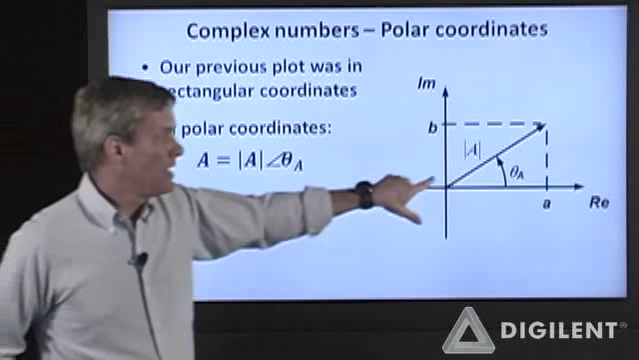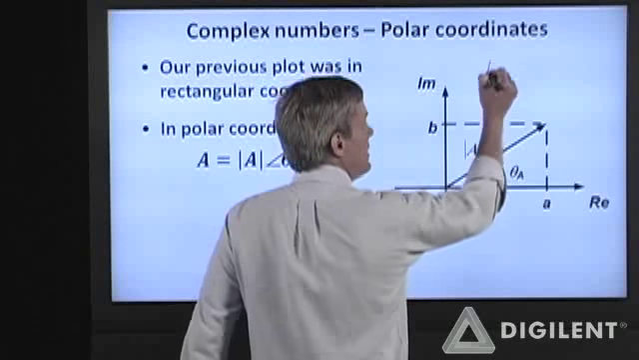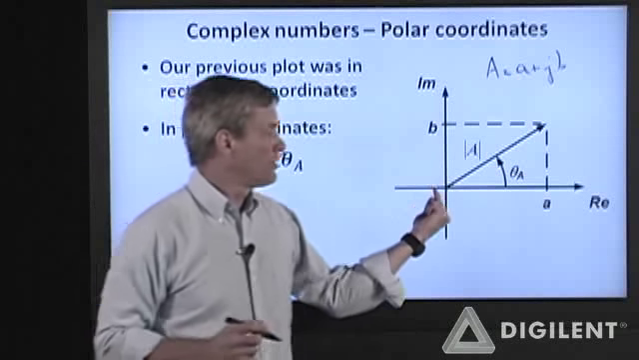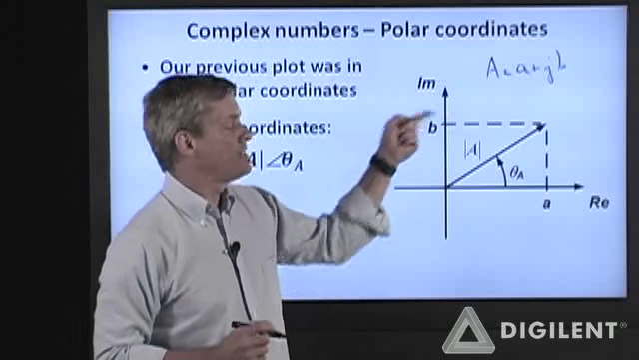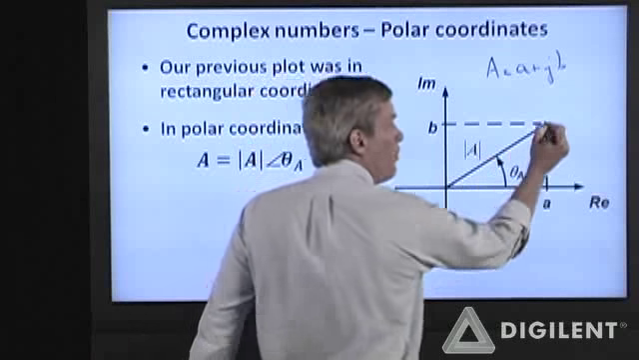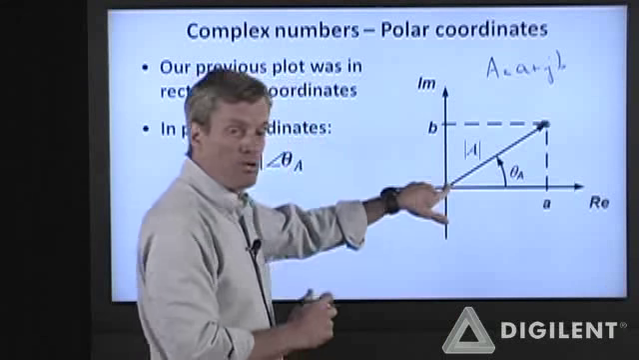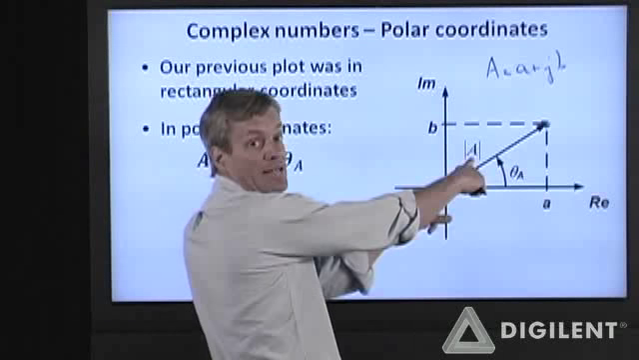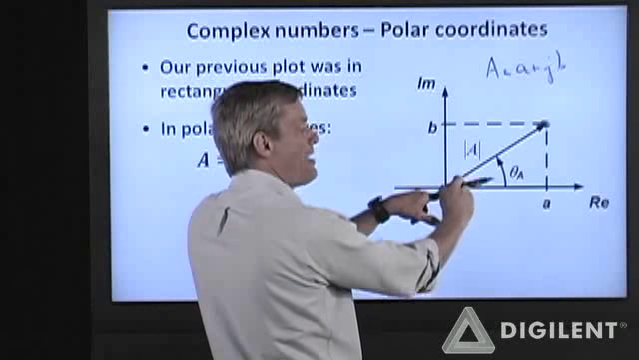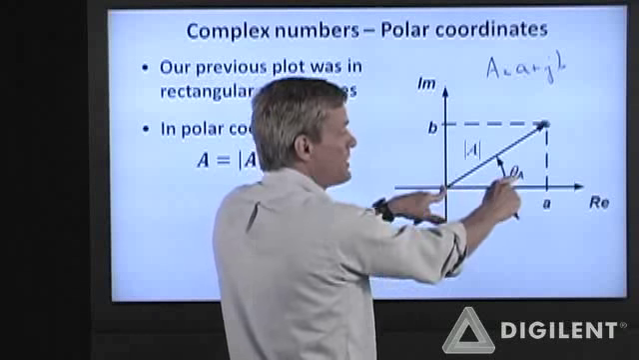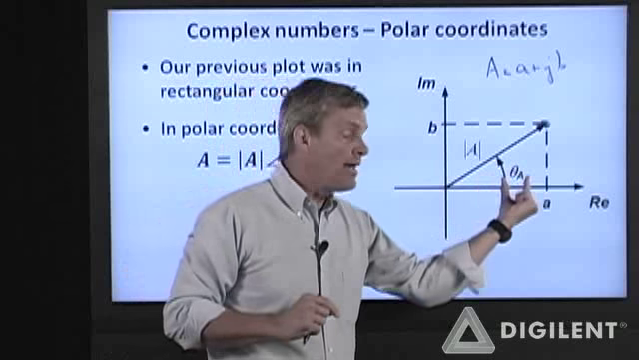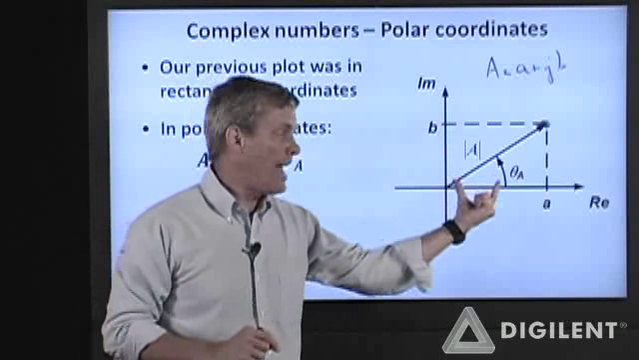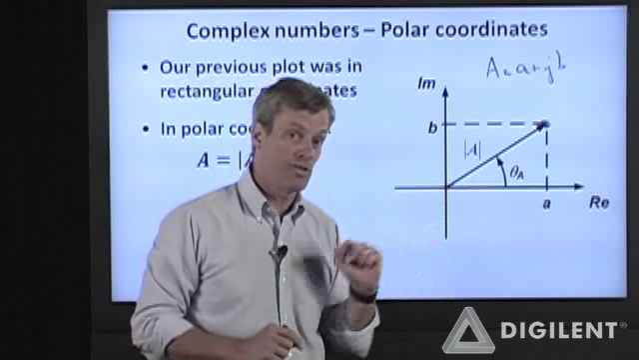That's represented here. This is still A equal to A plus j times B. In rectangular coordinates, I have a real part A and an imaginary part B. This point here can also be represented in polar coordinates as a distance from the origin, which is the magnitude of A, and an angle from the real axis, which is theta sub A. The angle is always taken positive counterclockwise from the real axis, in the direction shown and from the reference shown.